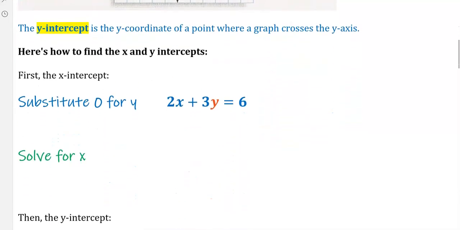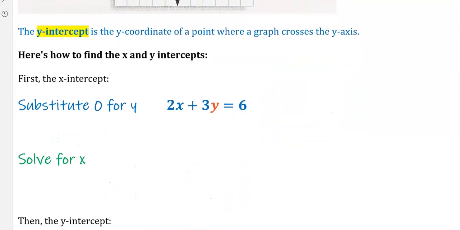Here's how we find the x and the y intercepts. First, let's find the x-intercept. So we're going to substitute 0 for y in an equation. So here we have 2x plus 3y equals 6. So we're going to solve for x.